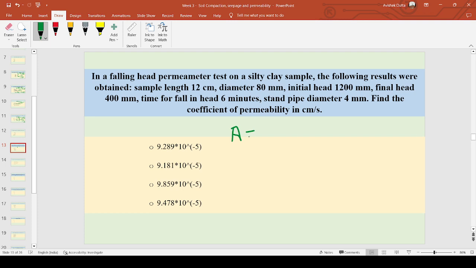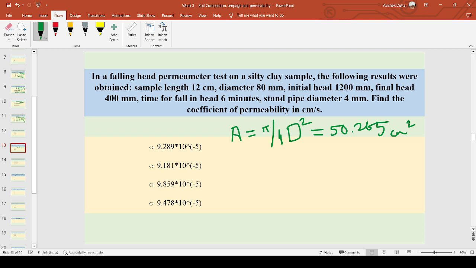What is the formula? Area is pi by 4 into d square. D is the diameter of the soil sample, 80 mm. Find out the value in centimeter square. I think you will get 50.265, something like this, centimeter square.